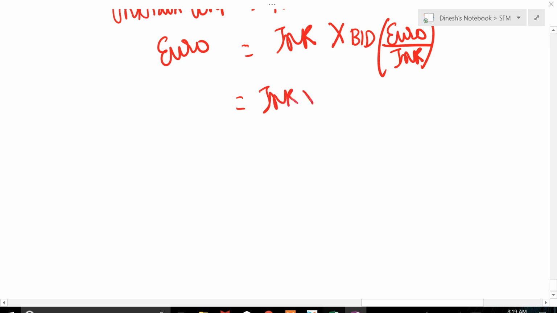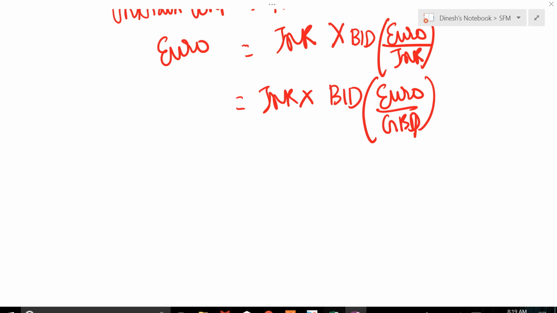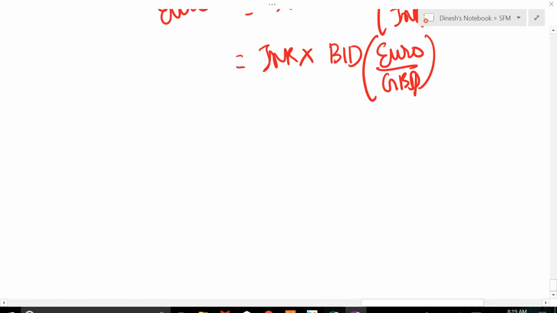INR into bid. What is the connecting currency for euro in this question? Which one? So euro per GBP. Wait for some time. Listen to this. If you have understood this, all problems will become clearer. I want you to understand this. A lot of times the focus is on noting down the solution. I don't want you to write down the solution. I'll give you time for that. Euro per GBP into bid, GBP per which currency?